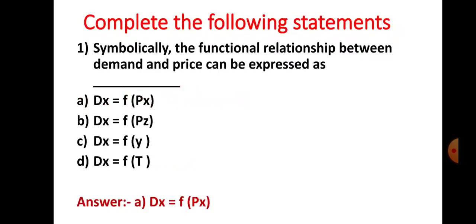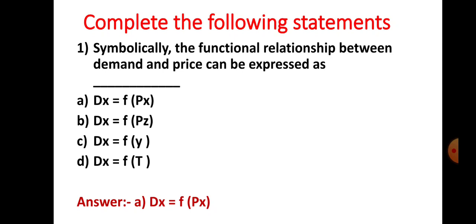Now let us see the next objective type question, that is complete the following statements. Here the first example they have given is: symbolically, the functional relationship between demand and price can be expressed as, and four options are given here in the form of A, B, C, D. You have to choose any one option, that is your answer. A they have given Dx is equal to function of Px. B they have given Dx is equal to function of Pz. C they have given Dx is equal to function of Y, and D they have given Dx is equal to function of T.